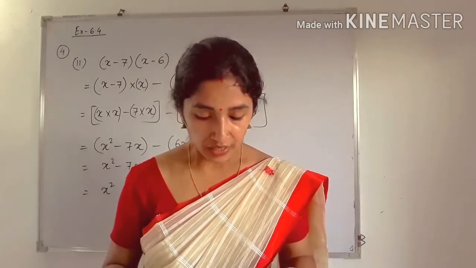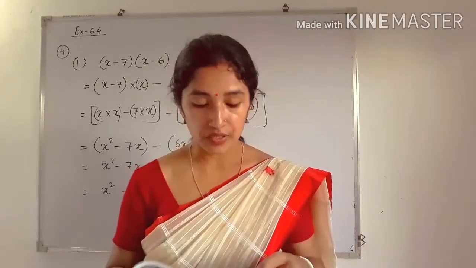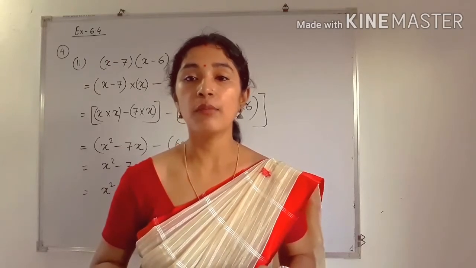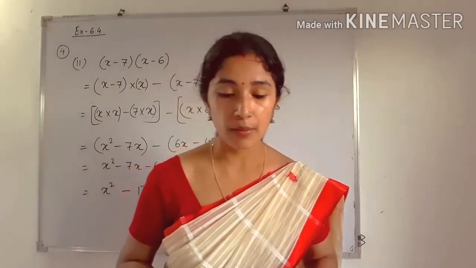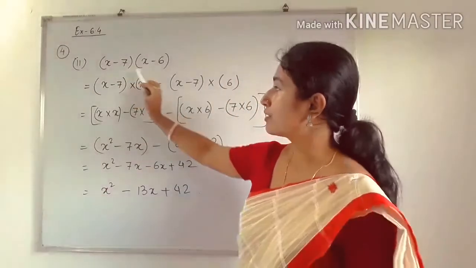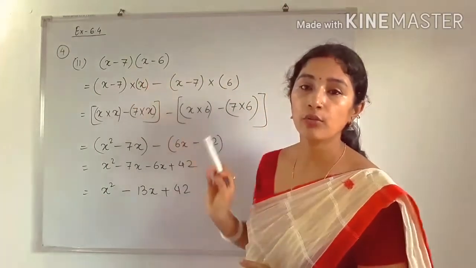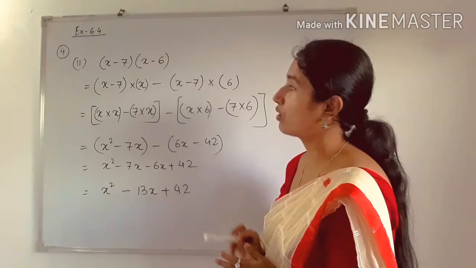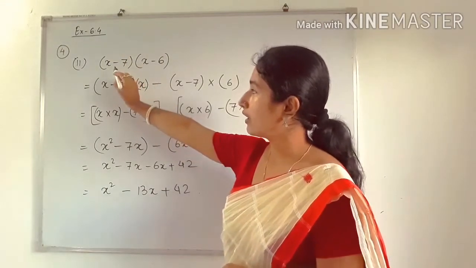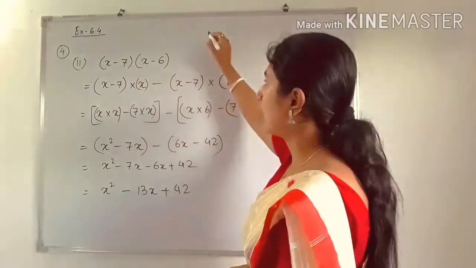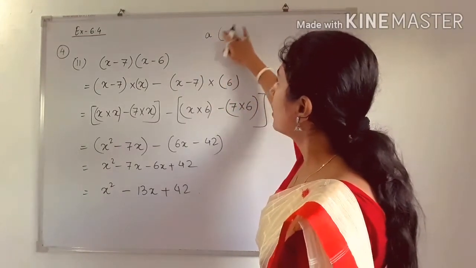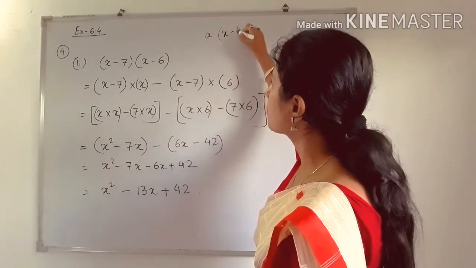Next, now I am going to discuss question number 4. So here we have to multiply a binomial with a binomial. So how to multiply a binomial with a binomial? See, there are two binomials, and I want to multiply these two. So how to do it? See, if I take x minus 7 as a, suppose x minus 7 is a, so I have to multiply a with x minus 6.